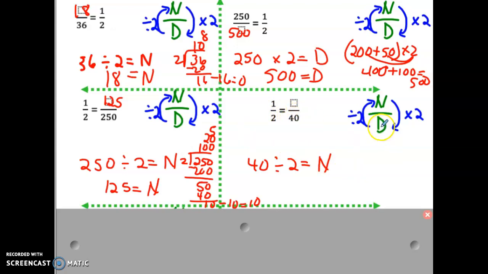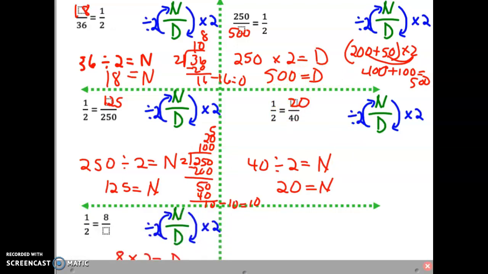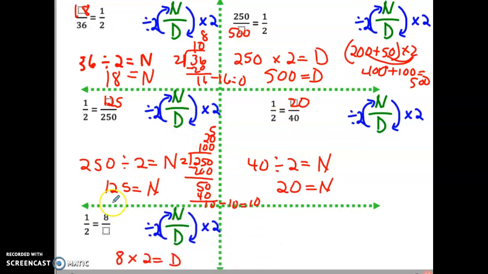40 is a denominator, trying to get to the numerator. We do 40 divided by 2. Half of 40 is 20. So 20 is the numerator. And then finally here, 1/2 is 8 of what size piece? If we start with the numerator and try to get to the denominator, we need to take 8 times 2. 8 times 2 is 16. So our new denominator would be 16. If you're not catching on, please, please, please let me know. I would love to be able to help you.